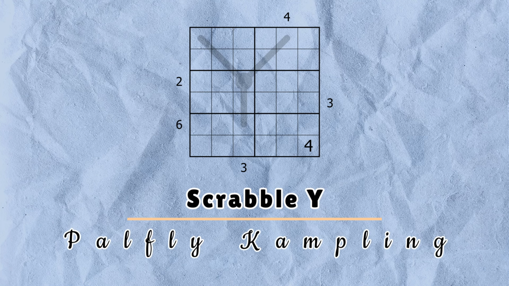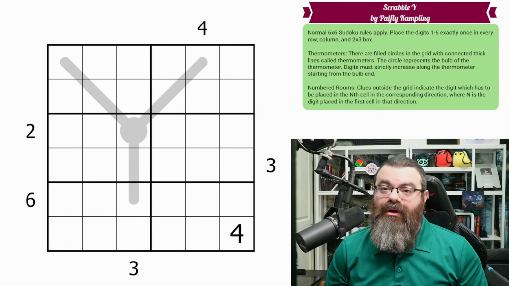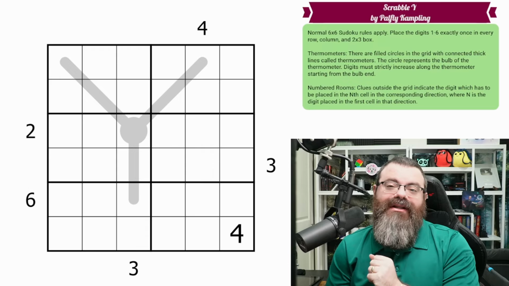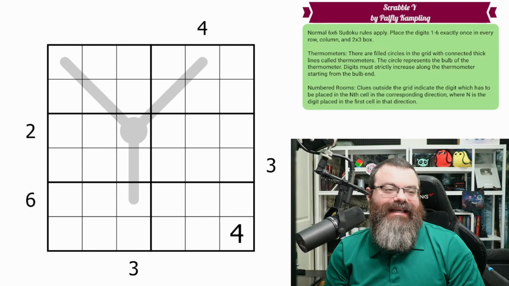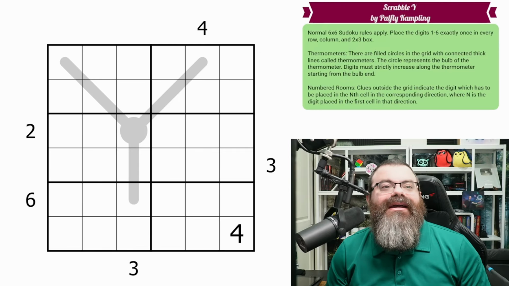Hello, let's continue our Sudoku adventure with Scrabble Y by Palfly Kampling. We are almost to the final Scrabble puzzle. I wonder what Palfly will set after he gets past Z. All right, I guess we'll find out.